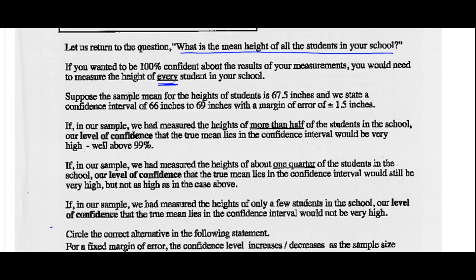If in our sample we had measured the heights of more than half the students in the school, our level of confidence that the true mean lies in the confidence interval will be very high, well above 99%.